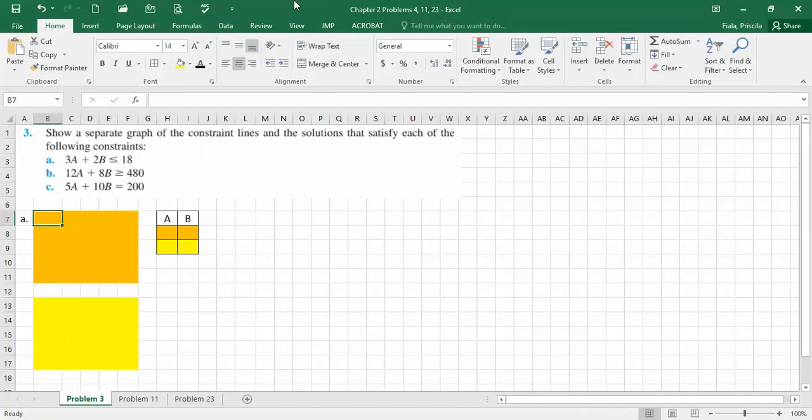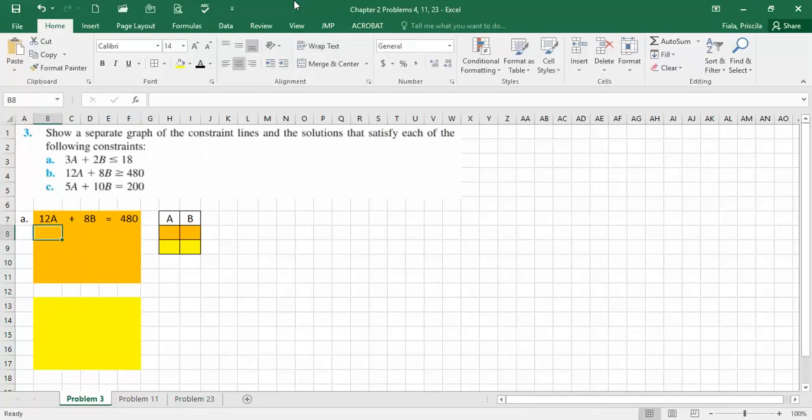On B, you have 12A plus 8B. And remember, I'm solving for an equation equals 480. So if I set B to 0, and here the second, I'm gonna set A to 0. 12A plus 8 times 0 equals 480. 12A plus 0 equals 480, correct? 12A is equal to 480.